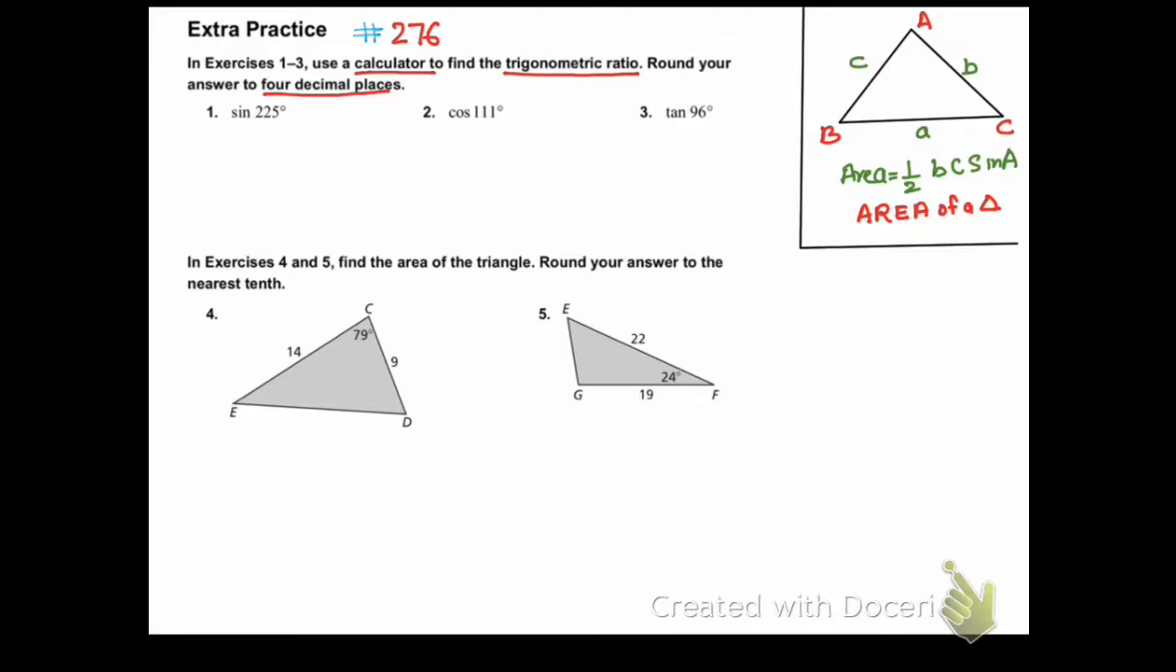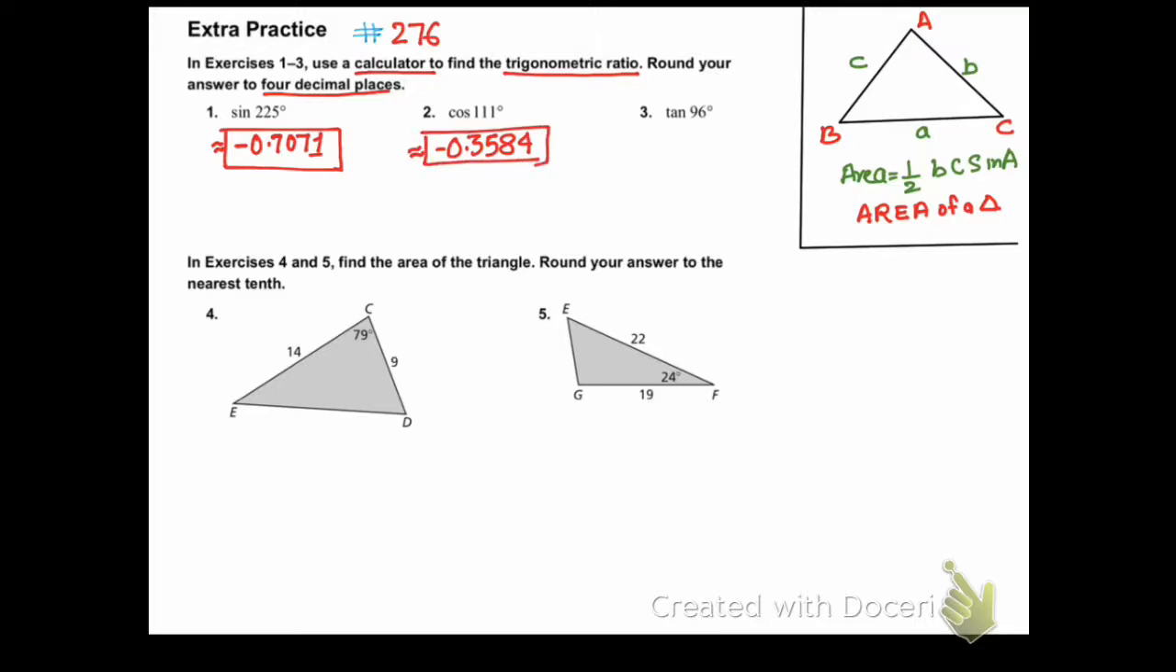So when you round your answer, the answer is going to be negative 0.7071, rounded to the nearest fourth decimal place. Now for the second one, cosine of 111 degrees, when you plug it into your calculator, your answer is going to be negative 0.3584. That's the answer for the second.